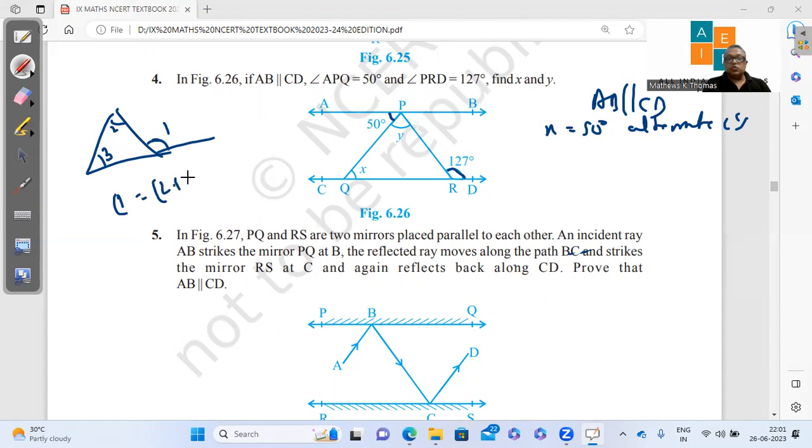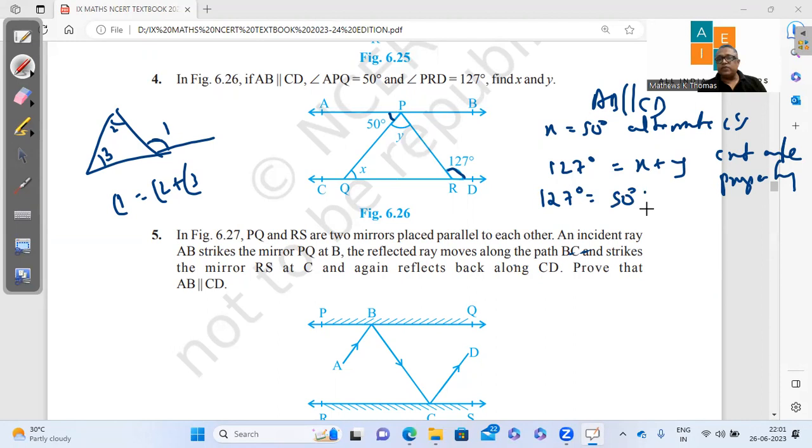So angle 1 is 2 plus 3. Exterior angle is sum of two interior opposite angles. So using that property, this is the exterior angle. 127 will be equal to X plus Y. I'm using the exterior angle property. Now X we have already found out as 50. So Y will be 127 minus 50. So when I subtract this, I will get the required answer 77.